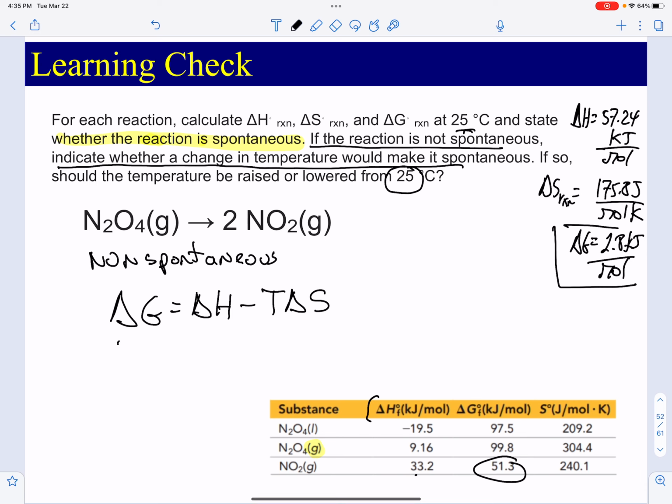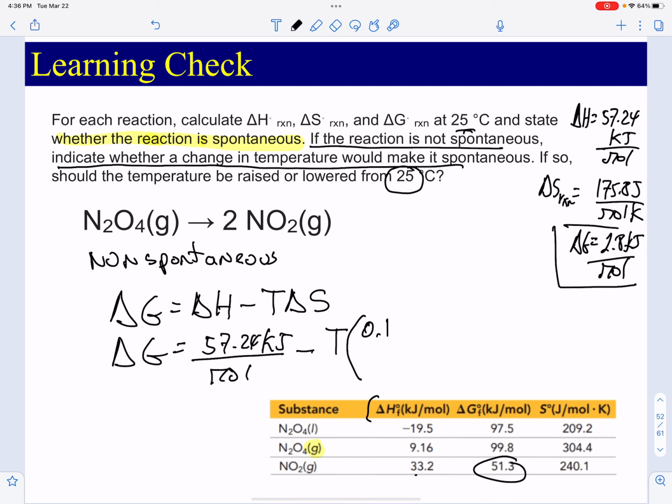Well, let's see. Delta G is going to equal 57.24 kilojoules per mole minus a temperature times the entropy, which is going to be 0.176 kilojoules. All I did was change it to kilojoules per mole Kelvin.